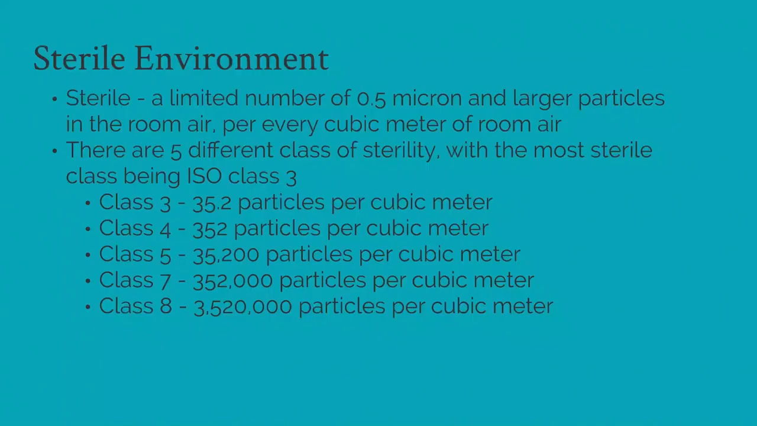There are 5 different classes of sterility, with the most sterile being class 3. So class 3 has 35.2 particles per cubic meter. Class 4 has 352 particles per cubic meter. And then likewise, you can see how they increase from there, with class 5 having 35,200, class 7 having 352,000, and class 8 having 3,520,000. So class 3 has a very small number of particles per cubic meter, whereas class 8 is where you're moving up to where you may have more particles in the air that can contaminate.